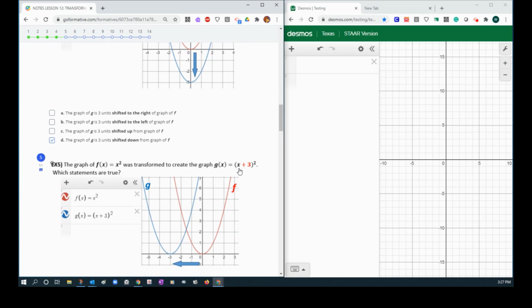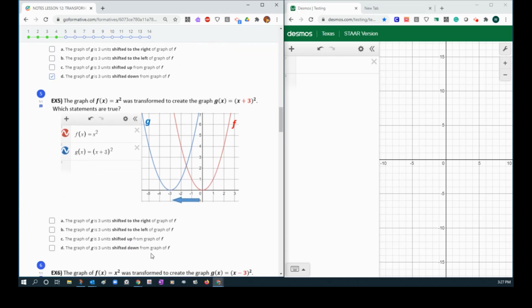Now let's say we have parentheses, and the plus 3 is inside the parentheses. Okay, whenever you have the parentheses, that means your shift is going to be a horizontal shift. It's going to go from side to side. If it's positive 3, if you notice right here, what happened is we started with the parent function and we move 3 units to the left. So it's a little bit counterintuitive because you would think that positive 3, you go to the right, but in reality, we're going to go to the left. So right there, this would be letter B.